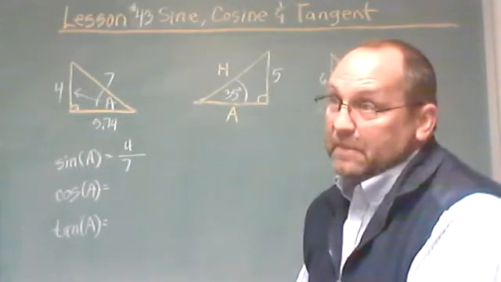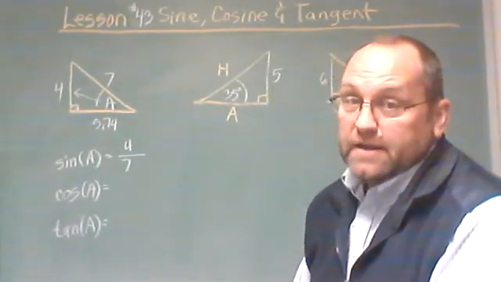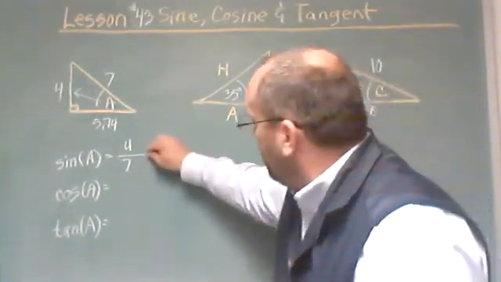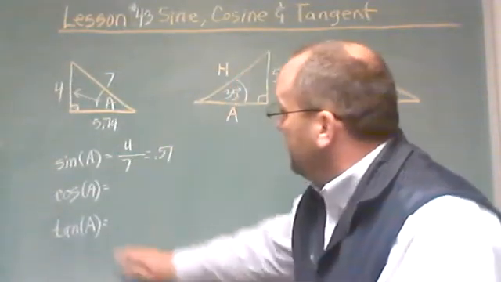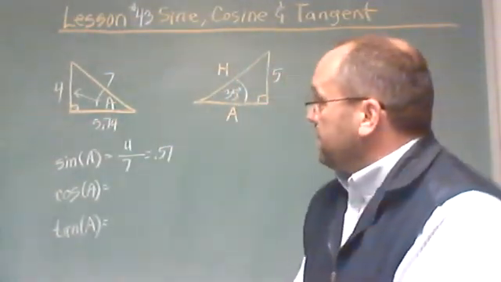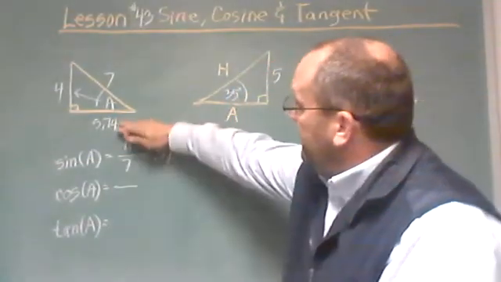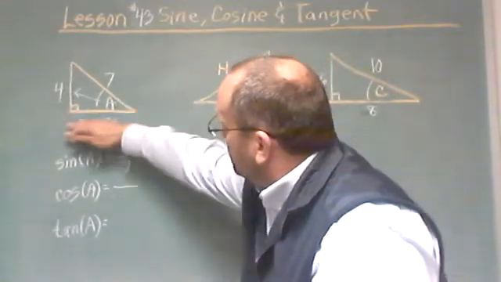We don't typically express, if they want the sine of an angle, we'll express that as a decimal. When we divide that out, it becomes 0.57. The cosine of that angle is a ratio of the side length adjacent to the angle. The side length adjacent to this angle is this one here.